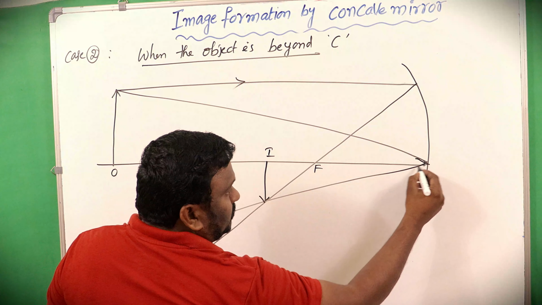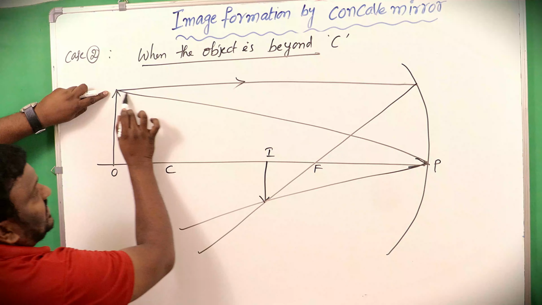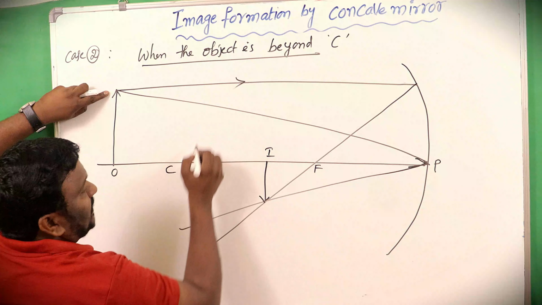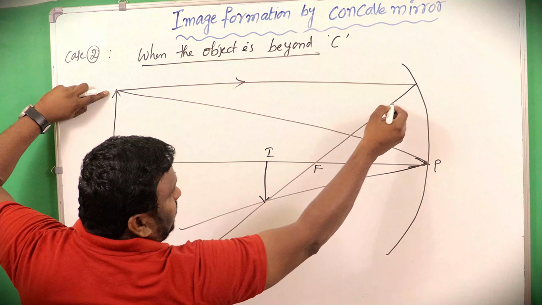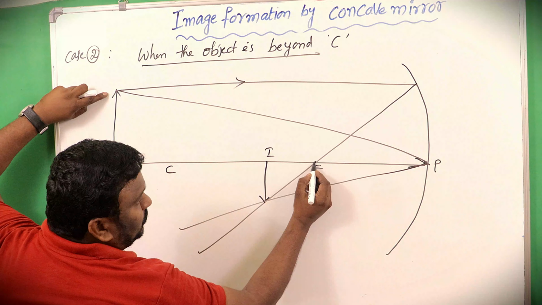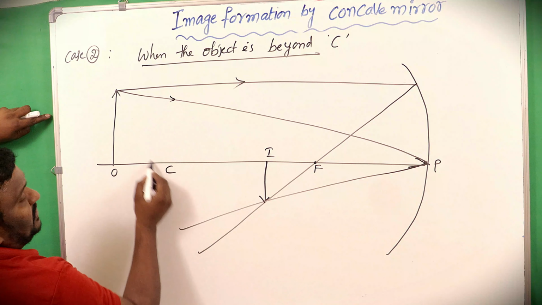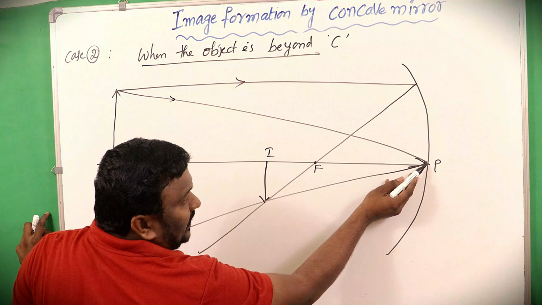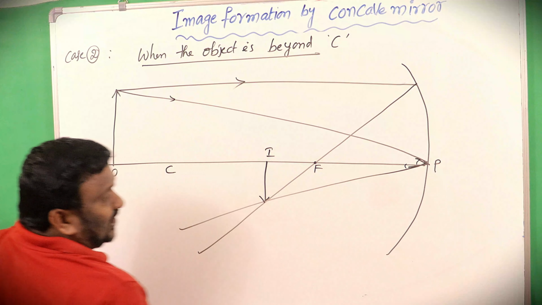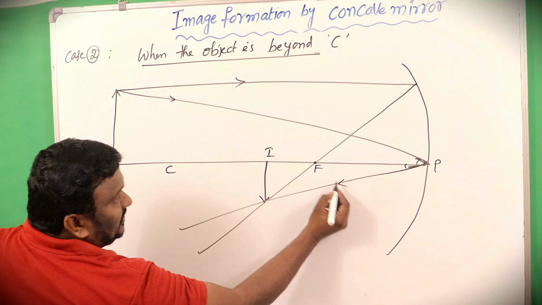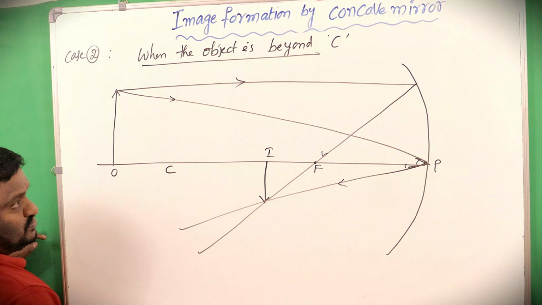So this is the pole. Observe here, this light ray is coming from the object and it is parallel to the principal axis. After the reflection, it passes through the focus. The second ray we have taken strikes obliquely at the pole with a certain angle, and it is reflected with the same angle. These two reflected rays intersect at this point, and there we get the image.